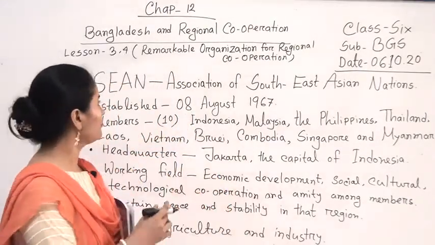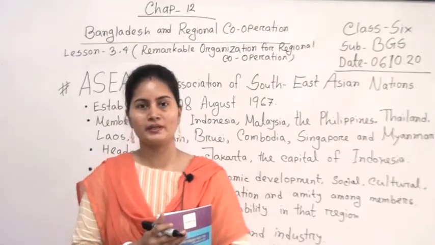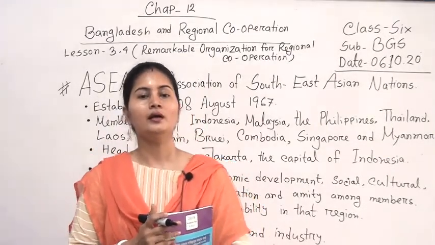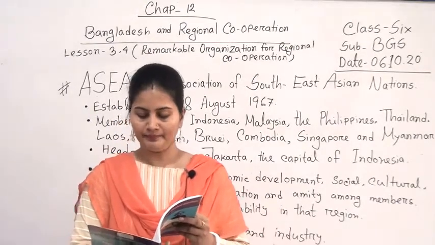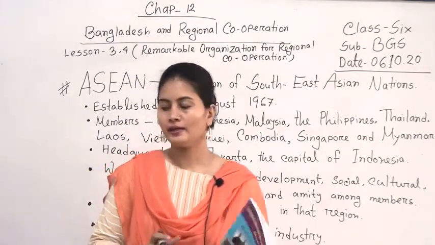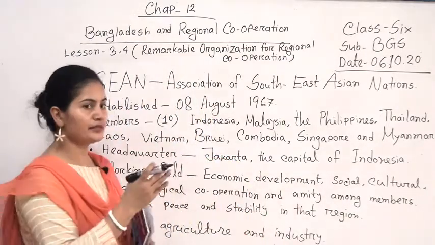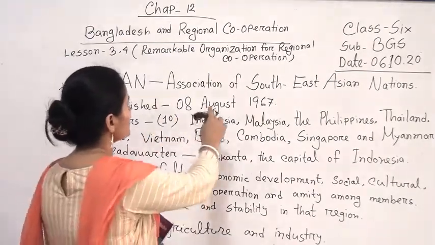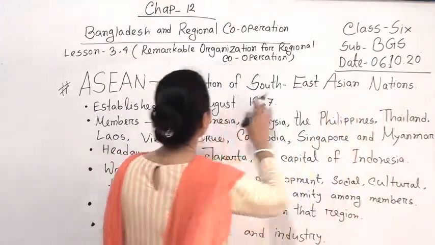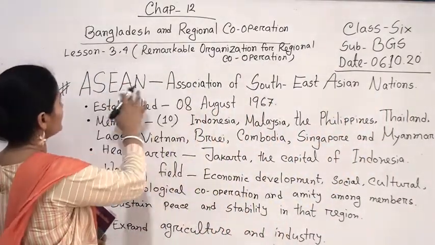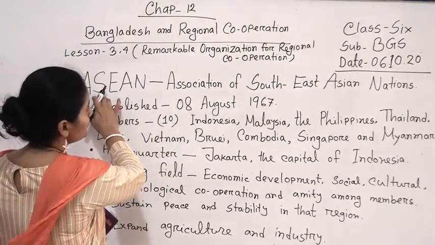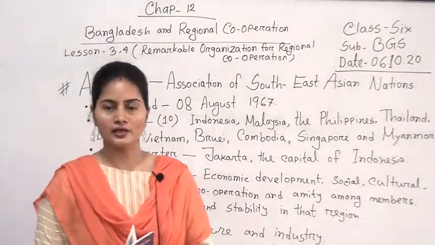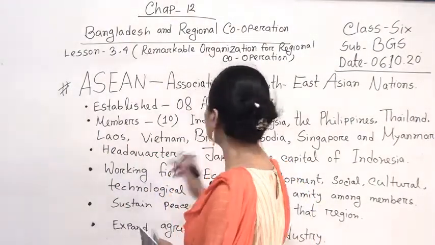So today we will discuss other regional cooperations like ASEAN, EU, European Union, G7, Group 7, OIC, NAM, and the Arab League. Firstly, we will discuss ASEAN. ASEAN is an important regional organization. The full form of ASEAN is Association of Southeast Asian Nations. A for Association, S for South, E for East, A for Asian, N for Nations.